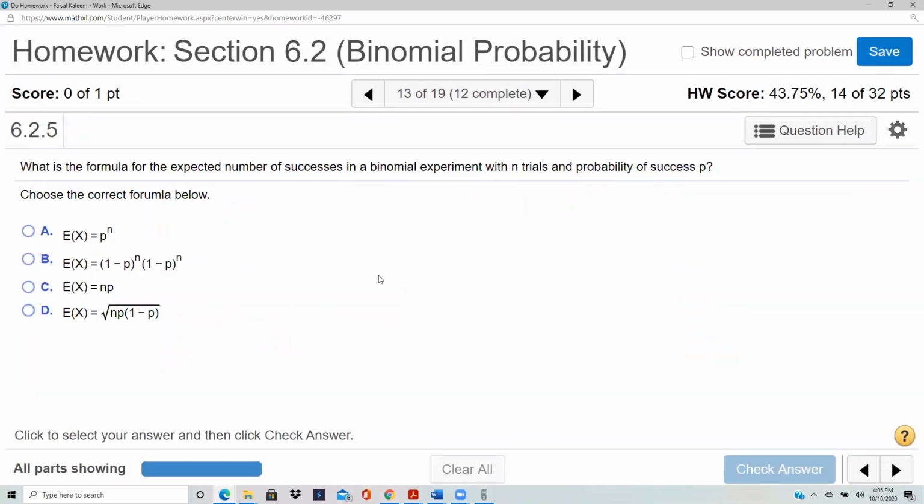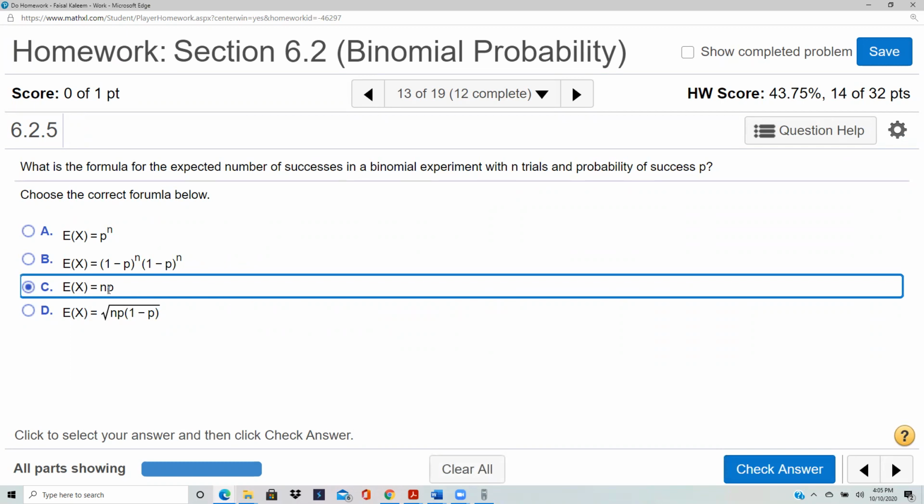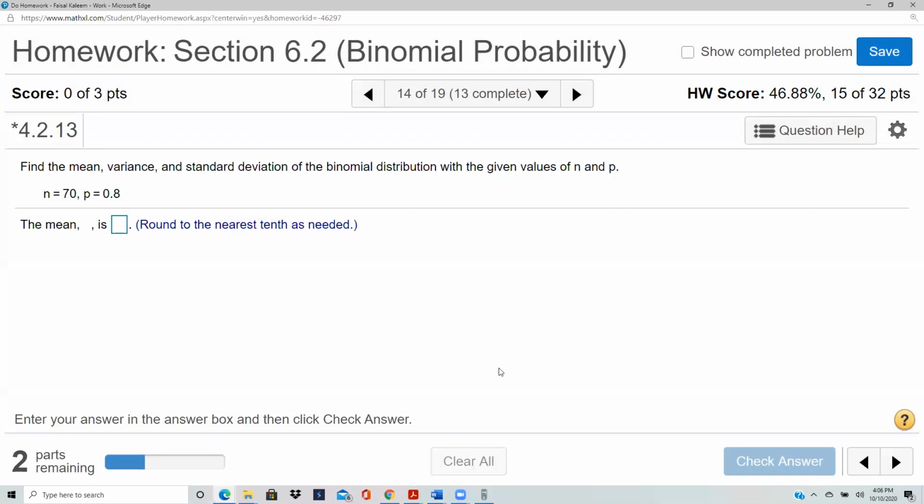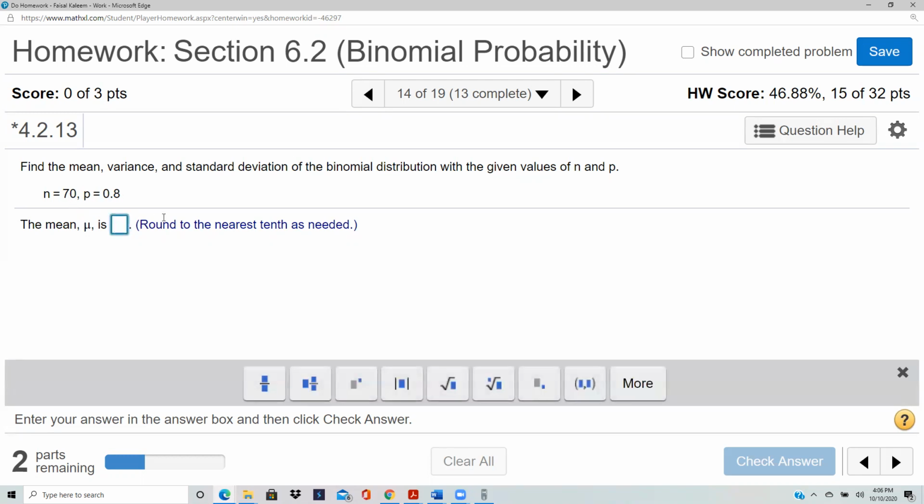What's the formula for the expected number of successes in a binomial experiment, n trials and probability p of success? So for binomial, the expected value is n times p, so number of trials times probability of success. You just have to know that. Okay, find the mean, variance and standard deviation of binomial distributions. We already said that mean or expected value is n times p. So that would just be 70 times 0.8, which is 56.